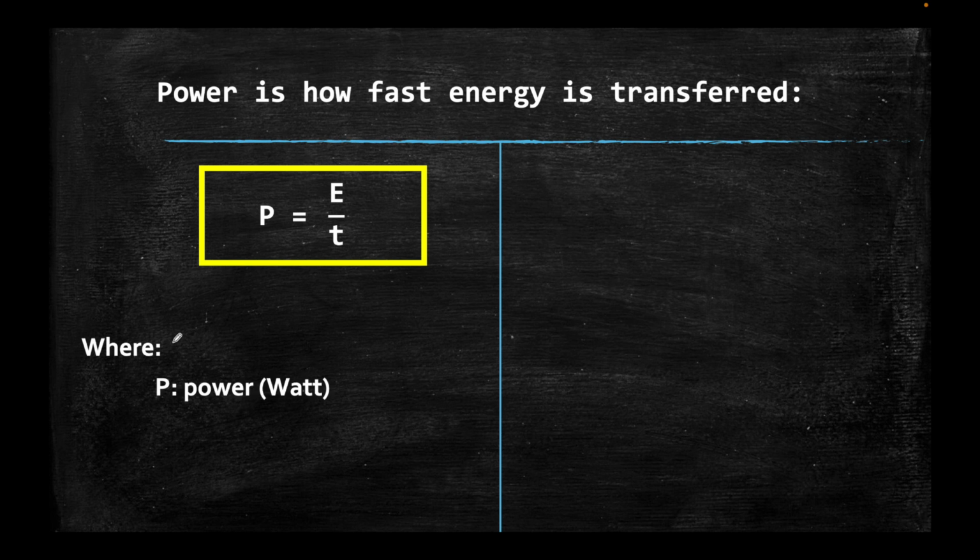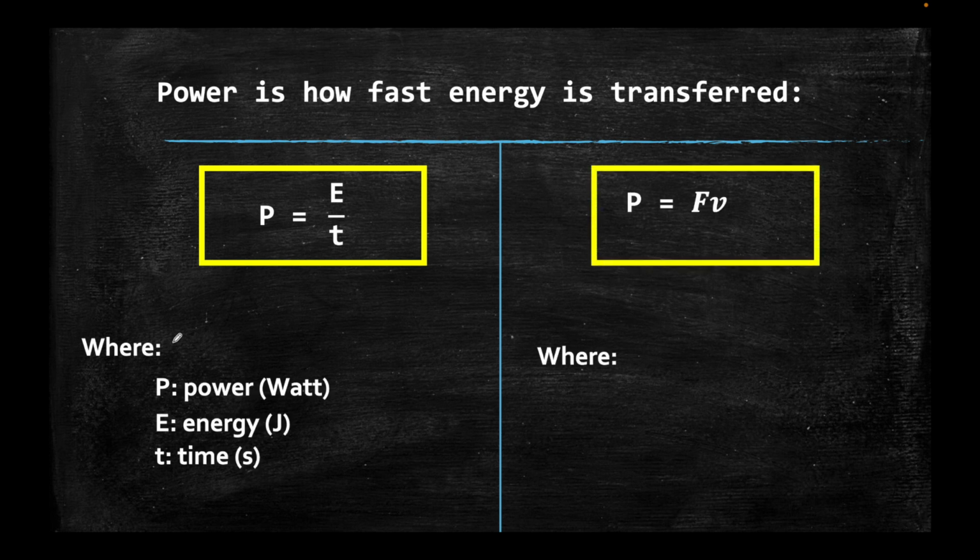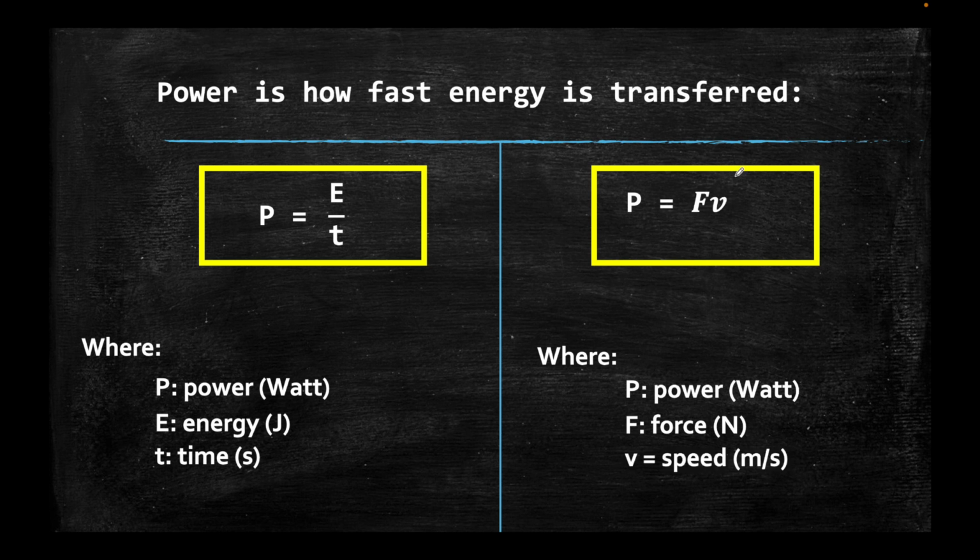So those are two ways to find the power. We have P equals E over t, and then we have P equals Fv. P equals E over t is why I like to call it PET. And P equals Fv. So these are the two ways to find power.